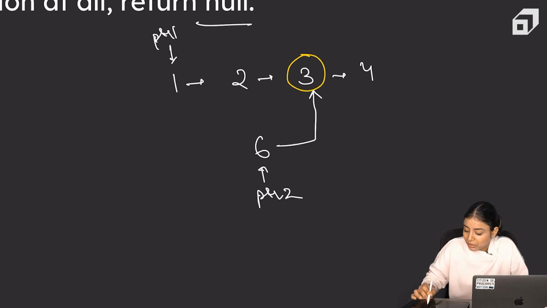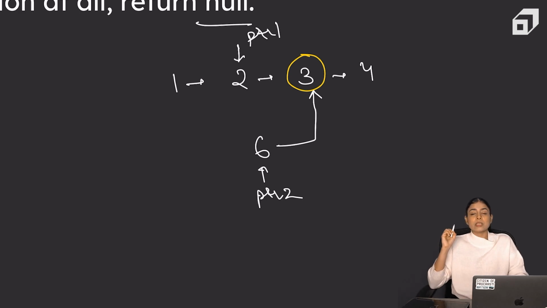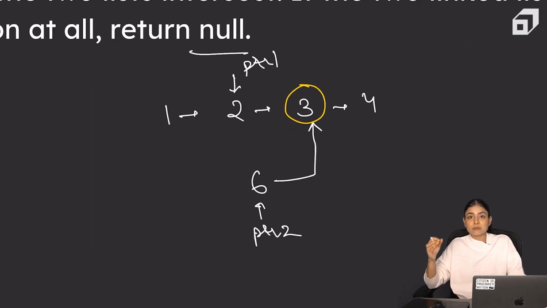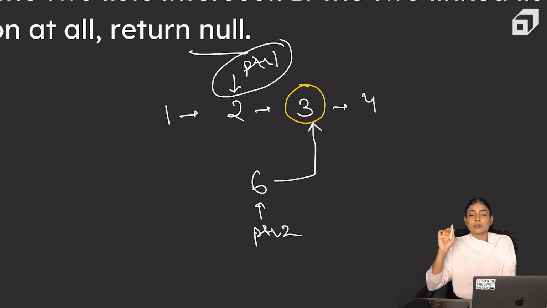So for example, pointer 2 is at distance 1 from the intersection. If somehow I'm able to also bring pointer 1 at distance 1 from the intersection point, and now if I start traversing my linked list and checking if pointer 1 is equal to pointer 2, at some point pointer 1 and pointer 2 will meet. Now the problem becomes, how do I move my pointers to a distance which is equal from the intersection point?